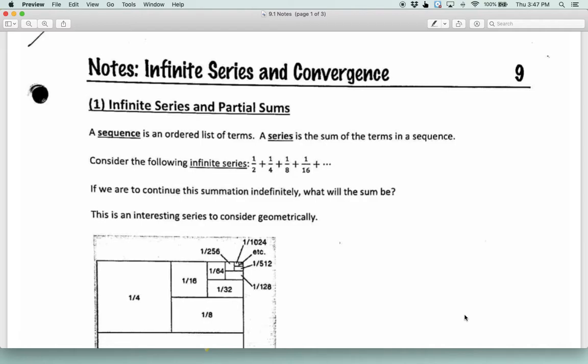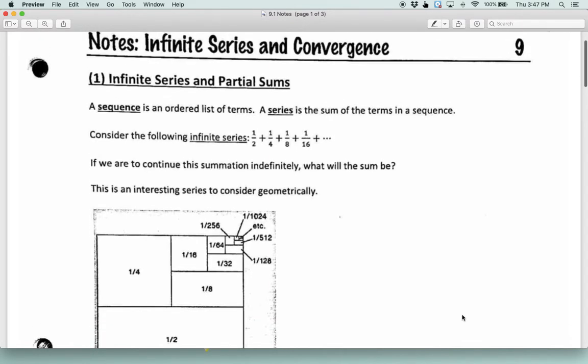Right, so this unit is about infinite series. We're going to be interested in the topic of convergence. Does the series converge or does it diverge? That's what we're going to be digging into over the next several weeks: what exactly does that mean and how do we decide those sorts of things?